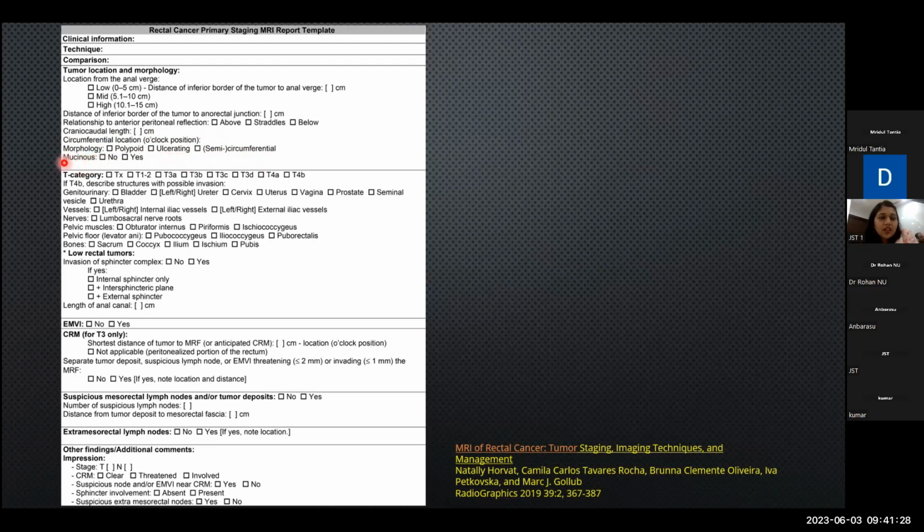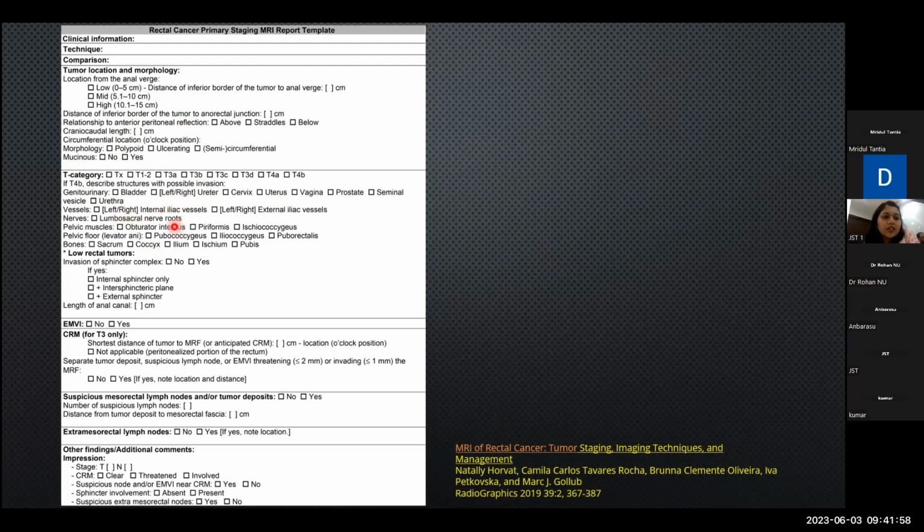Then mucinous. This is again a very important thing that can be delineated on MRI. If it's a mucinous tumor, the tumor signal would be T2 hyperintense, and mucinous tumors, as we know, are very notorious. So the T category can thus be described with respect to all these things. If it's a T4b, you have to describe whether or not there's a maintained fat plane or there is some suspicion of involvement of these structures.